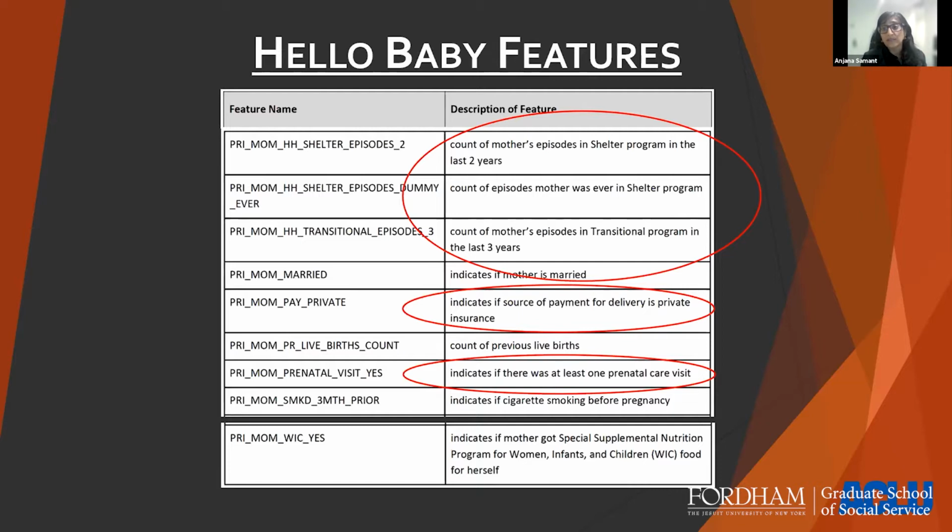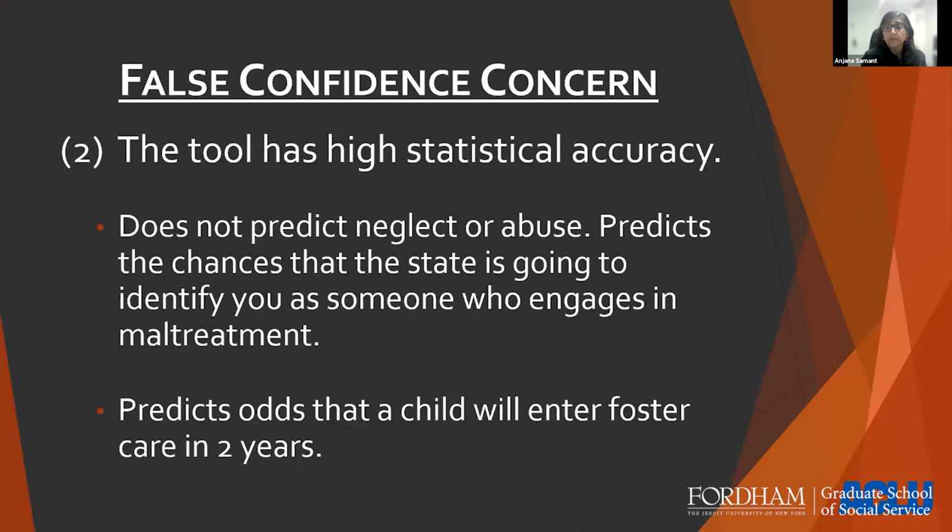I'm going to turn to false confidence concern number 2. Another asserted reason for using tools is that statistical analyses show that they are incredibly accurate. But it's not necessarily that they're really accurate at flagging potential neglect or abuse. Rather, what they actually are predicting, at least, is whether the state is going to see you as someone who engages in maltreatment. In the case of the AFST, certainly it predicts the odds that a child will enter into foster care in 2 years.